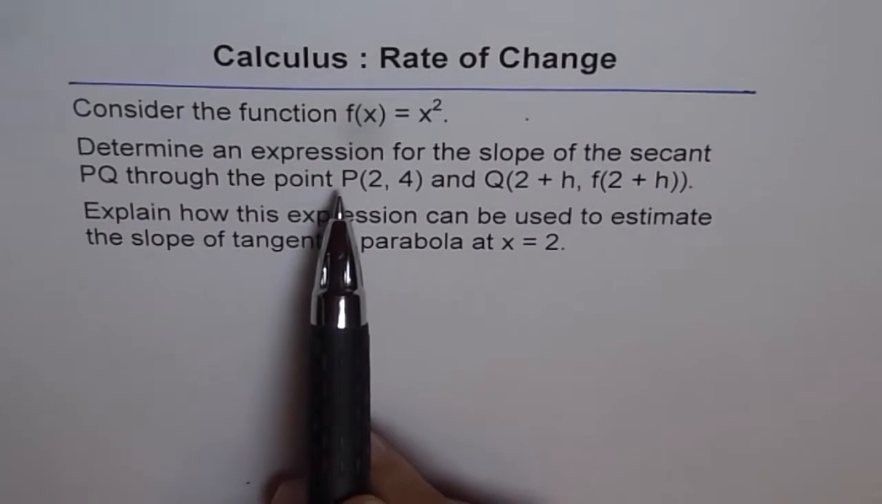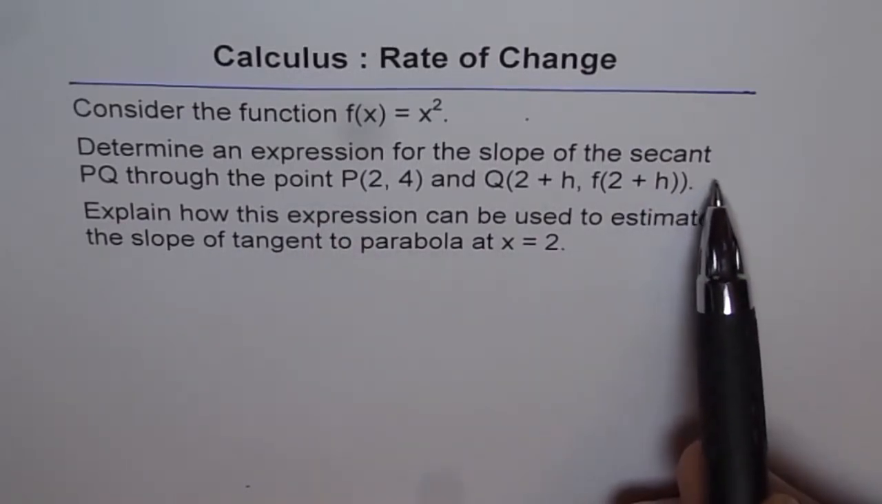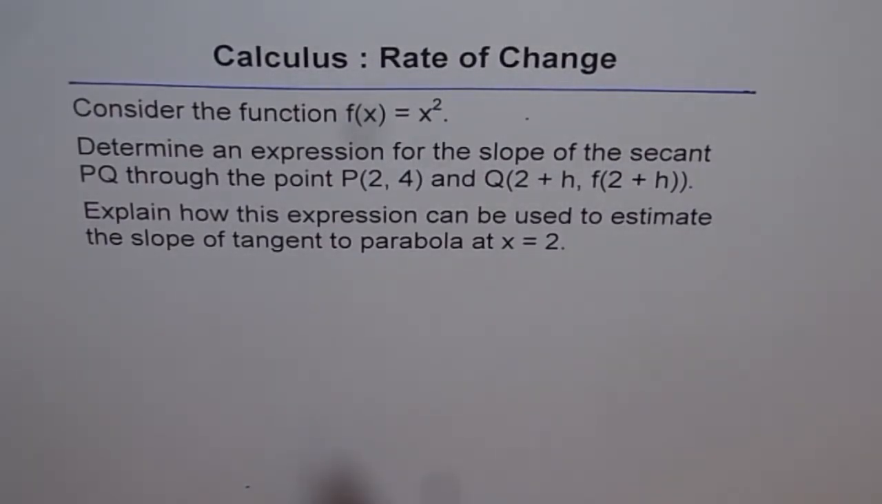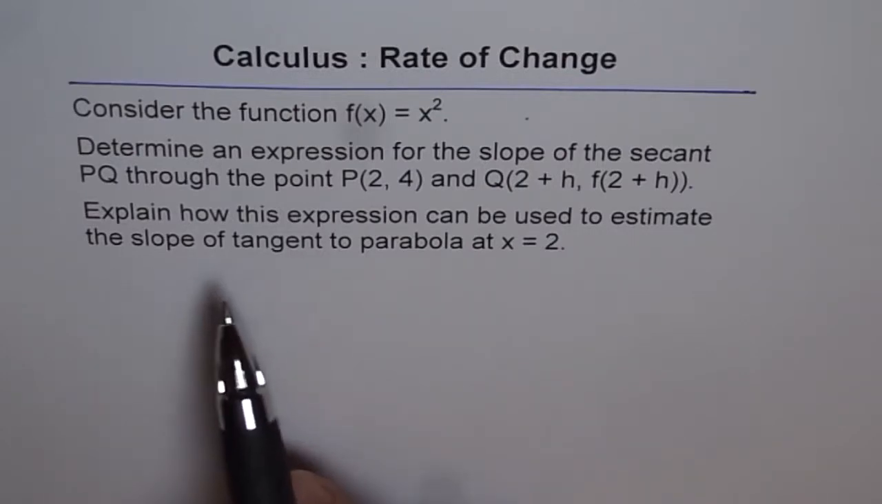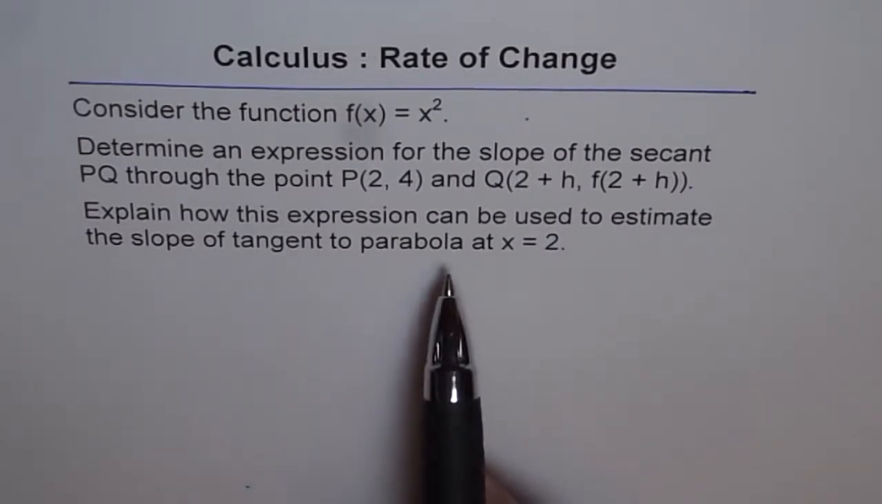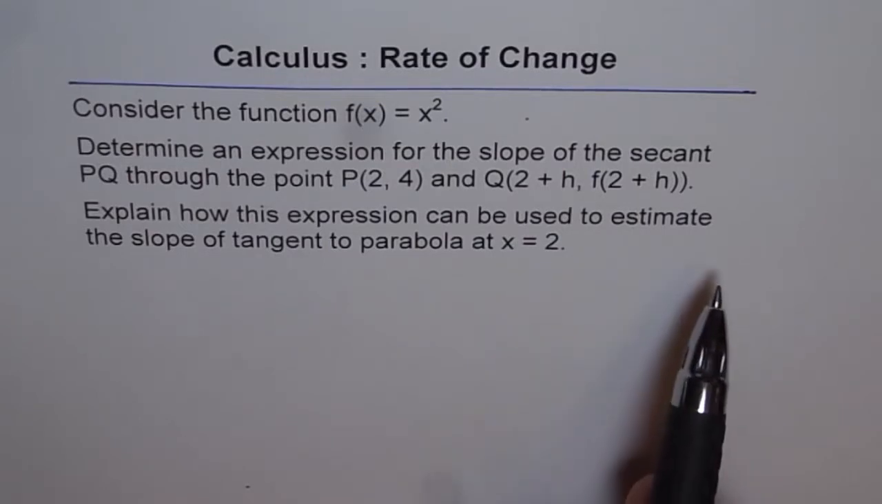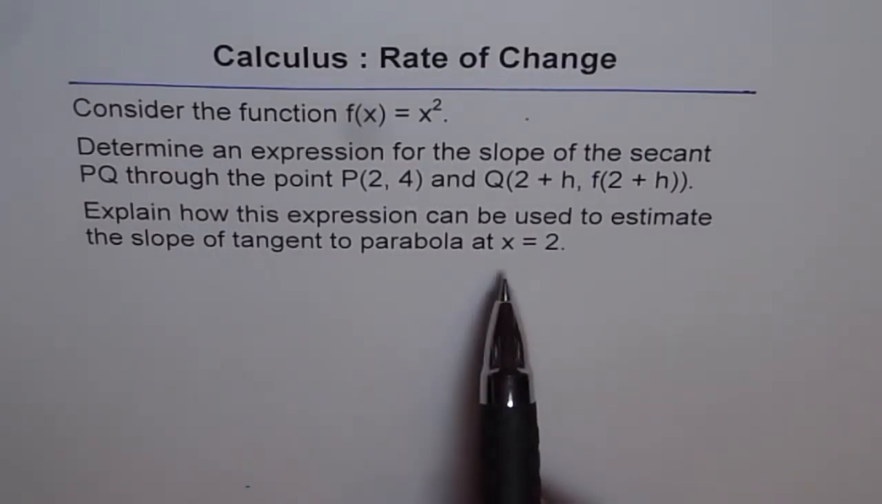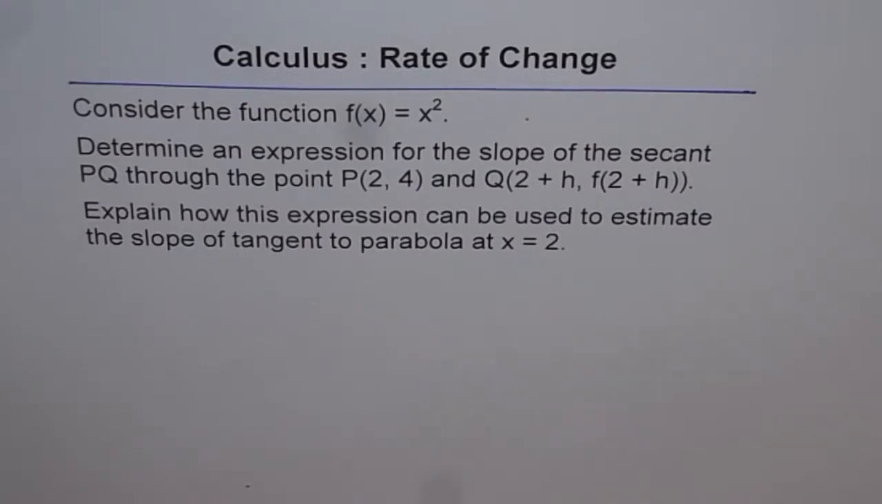Determine an expression for the slope of the secant PQ through the point P (2, 4) and Q (2 plus h, f of 2 plus h). Explain how this expression can be used to estimate the slope of the tangent to the parabola at x equals 2. So this is a very basic question and we will extend this definition for all the functions.